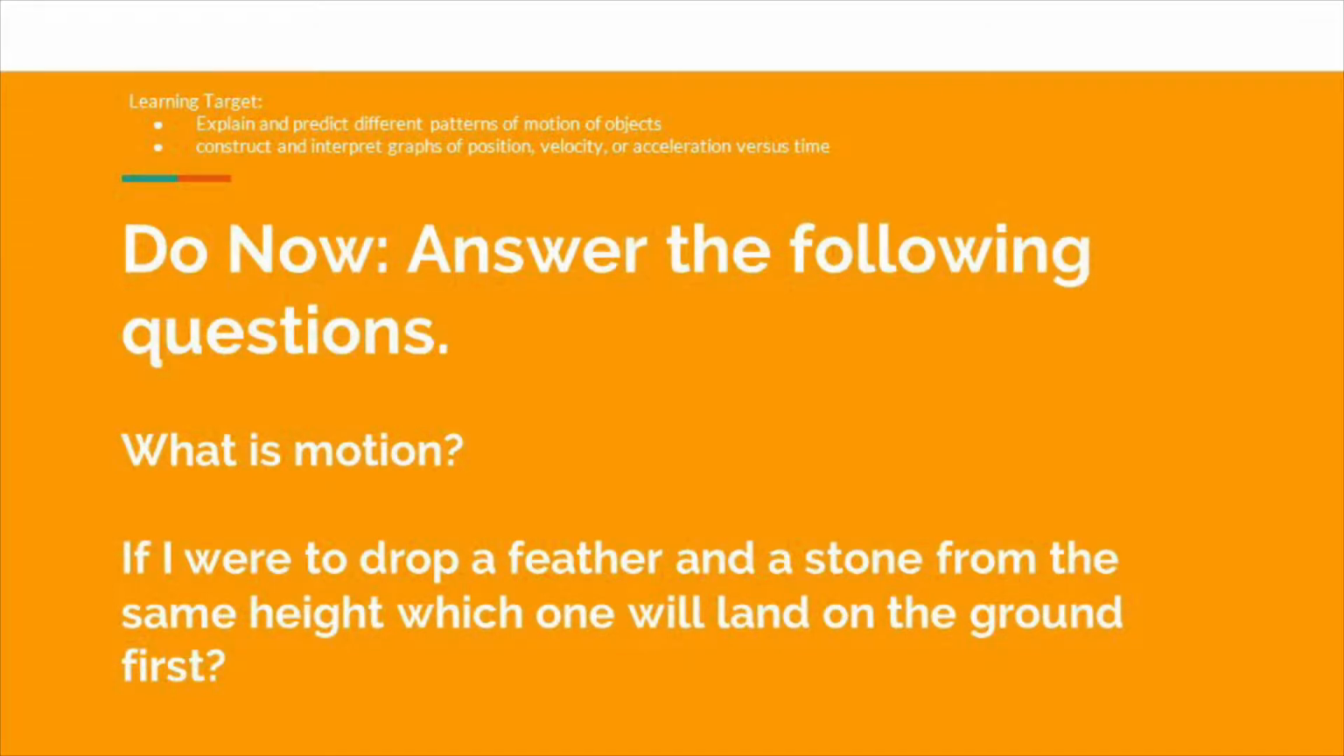So, our do now. These are some questions for you to think about. What is motion? If I were to drop a feather and a stone from the same height, which one would land on the ground first? Now think about this question in the context that there is no wind or air resistance. Which of these two items do you think would land on the ground first?